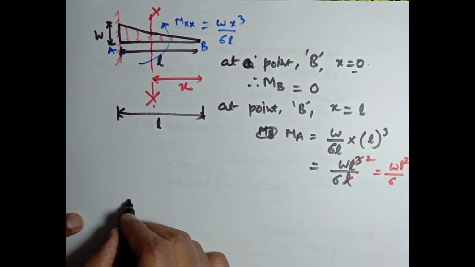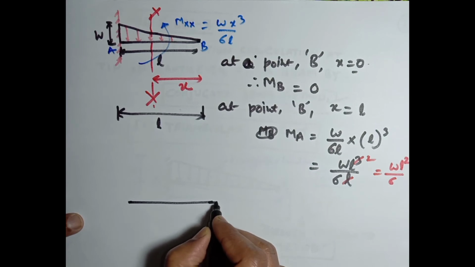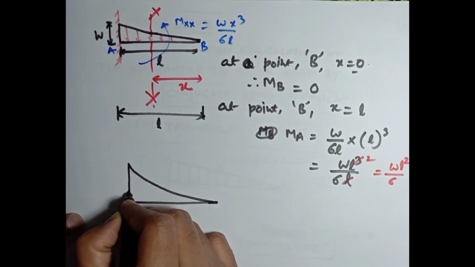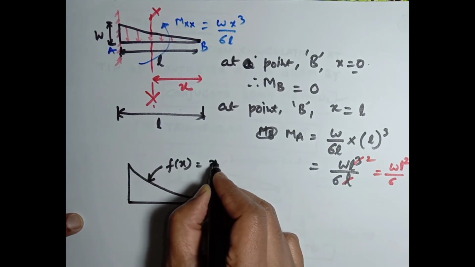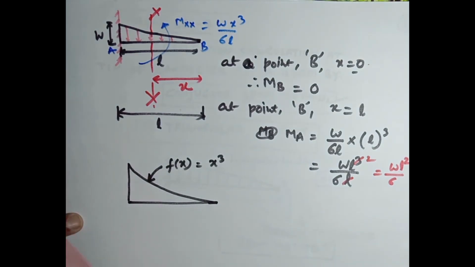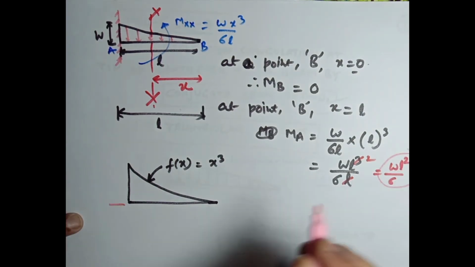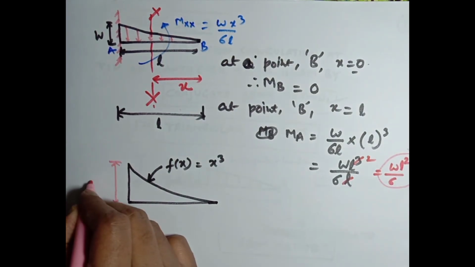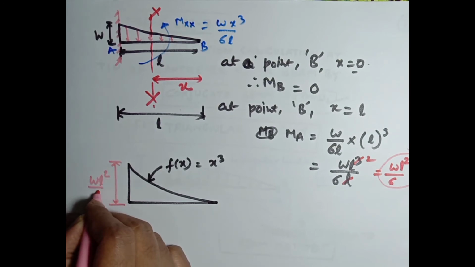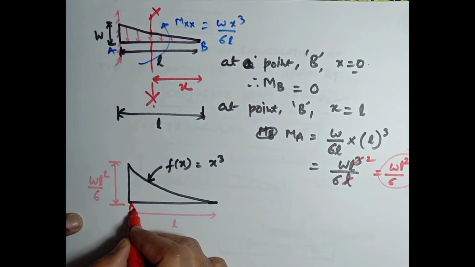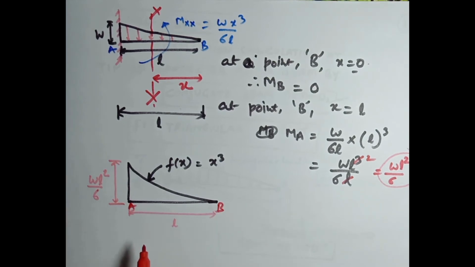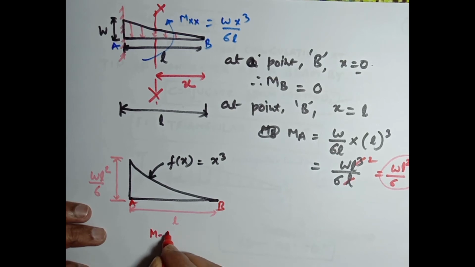The bending moment will follow a curve which is a function of x to the power 3. This will be the bending moment diagram, a function of x cube, and the maximum value calculated here is WL square divided by 6. The length of this beam is L, this point is A, this point is B. This is the M diagram, you can say the bending moment diagram.